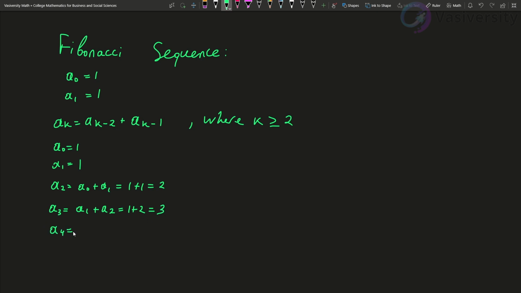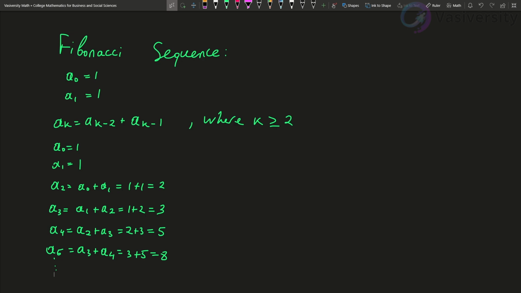a sub 4 is going to be a sub 2 plus a sub 3, which is equal to 2 plus 3, which is equal to 5. And then a sub 5 is going to be a sub 3 plus a sub 4, which is equal to 3 plus 5, which is equal to 8, and etc. Right? We can continue that to infinity, but that's essentially how we're using the recursive formula.